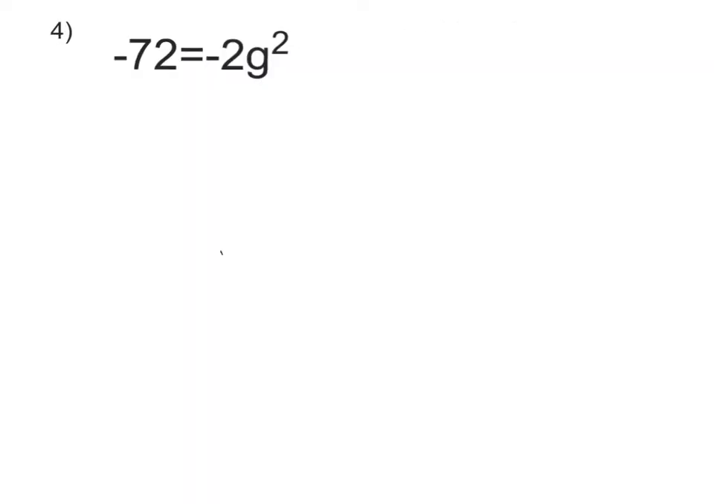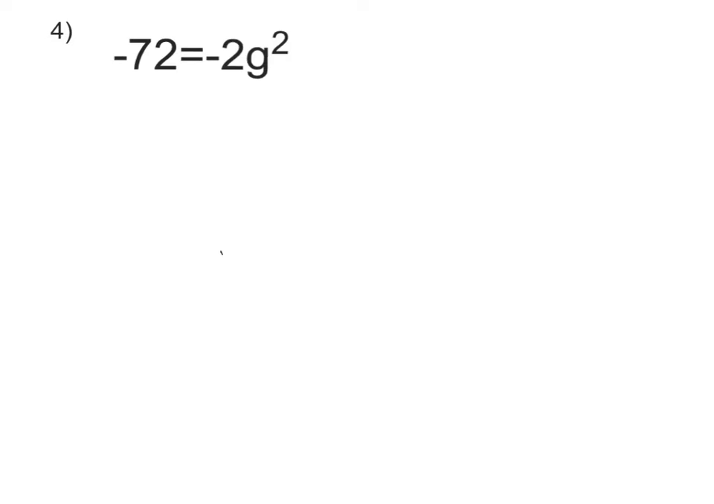Let's look at example 4. We have negative 72 equals negative 2g to the second power. So on this one, I can see right off the bat that this is not set up in the right format. Because first of all, we have to have our terms in descending exponential order, which they are not. And then we also need to set our expression equal to 0. So let's go ahead and take care of that first.